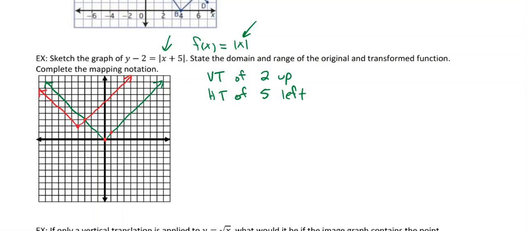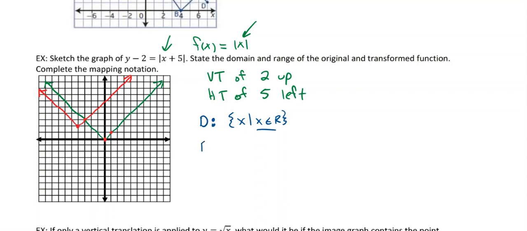Now it says we need the domain and range. It says the original and transformed. Let's just do the transform. So our domain, I'm going to say D for domain, and that will be X such that X is a member of the real numbers. But really the important bit is just that it can be anything, right? X is a member of the real numbers.